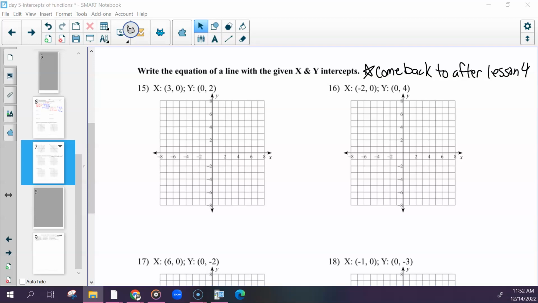You said 17? I think this is the right one. My numbers might be off though. Oh, no, it's just numbered weird. Okay. I didn't number those. I don't know why I did that.